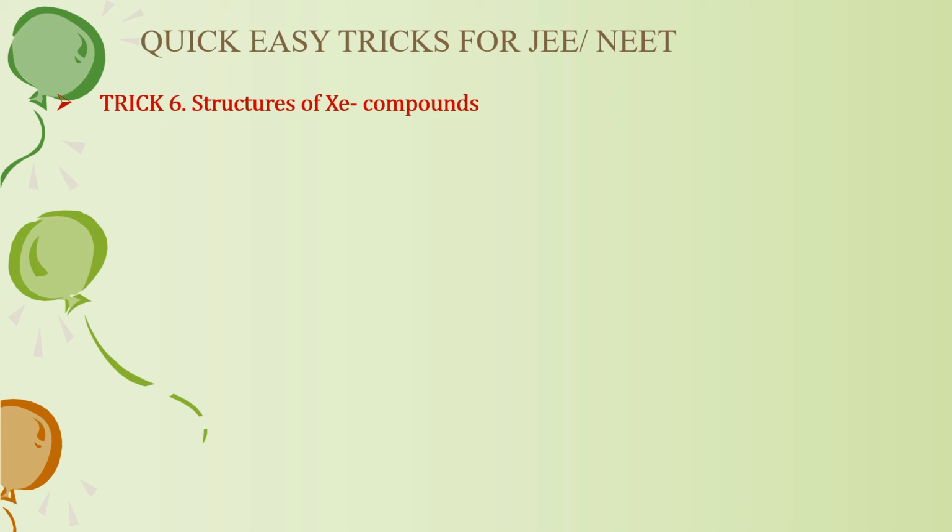You can be asked the hybridization of the central atom. You can be asked how many lone pairs, how many sigma bonds, and how many pi bonds are being formed by the central atom. So these are the various types of questions which can come in the examination.